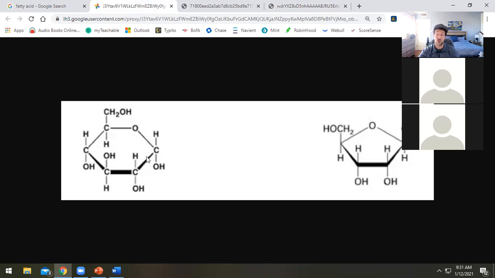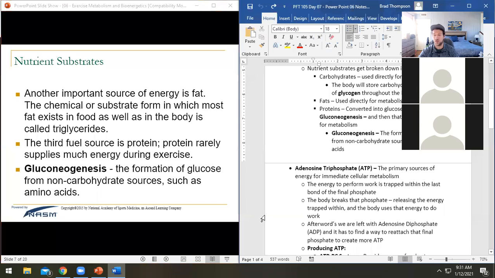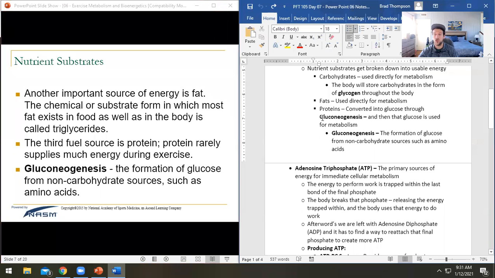That process of stripping that nitrogen out of there, we have a term for that. That is called gluconeogenesis. This is another one of our key vocabulary terms that I want you guys to know. So proteins are converted into glucose through the process of gluconeogenesis, and then that glucose is used for metabolism, just like it normally would be, right?